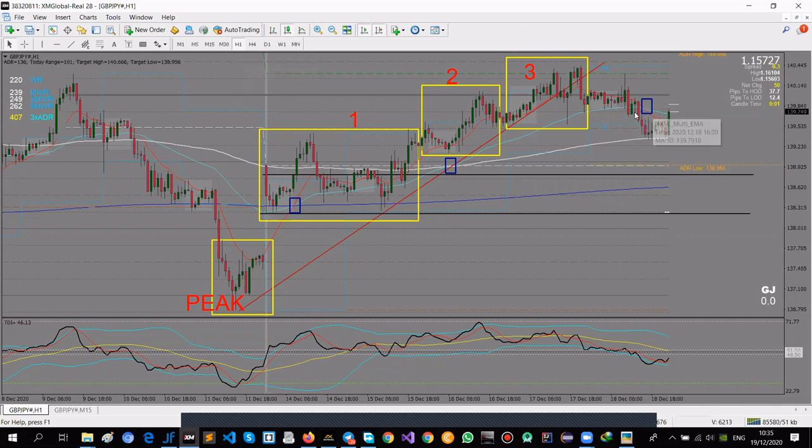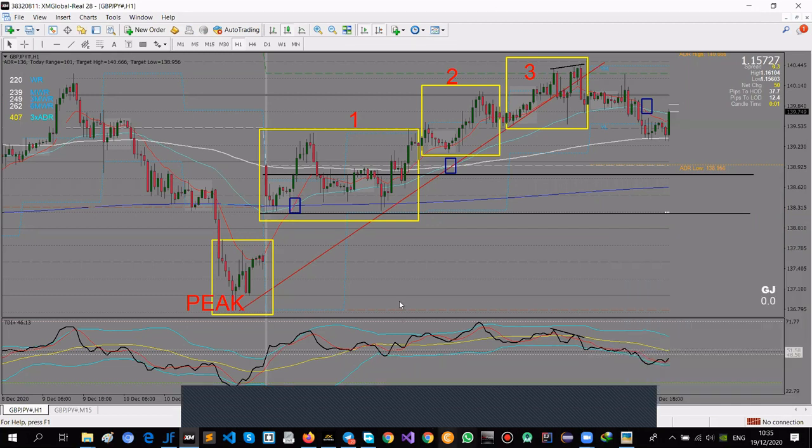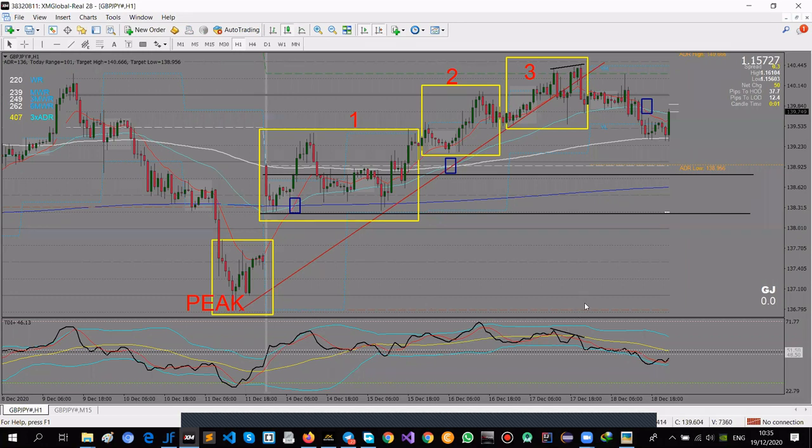It's only Monday when we will be able to perfectly draw, but we are sure that we're in level 1 because of the confirmation of the 13 and 50 cross right there. That's what makes us sure that we're in level 1.